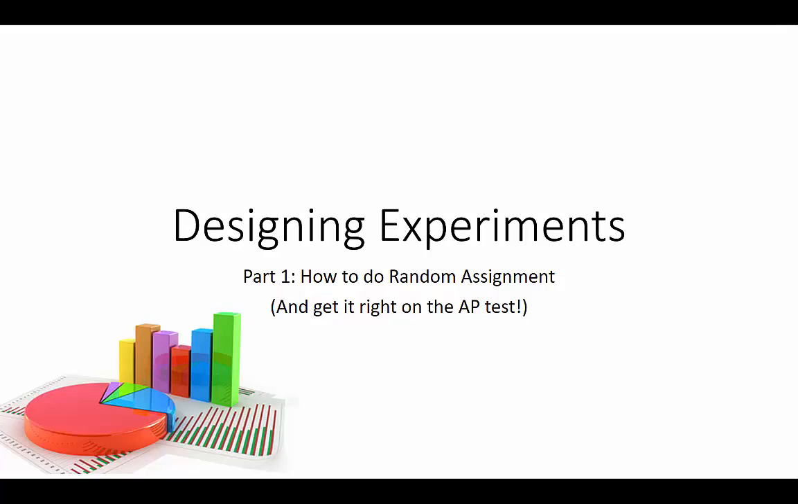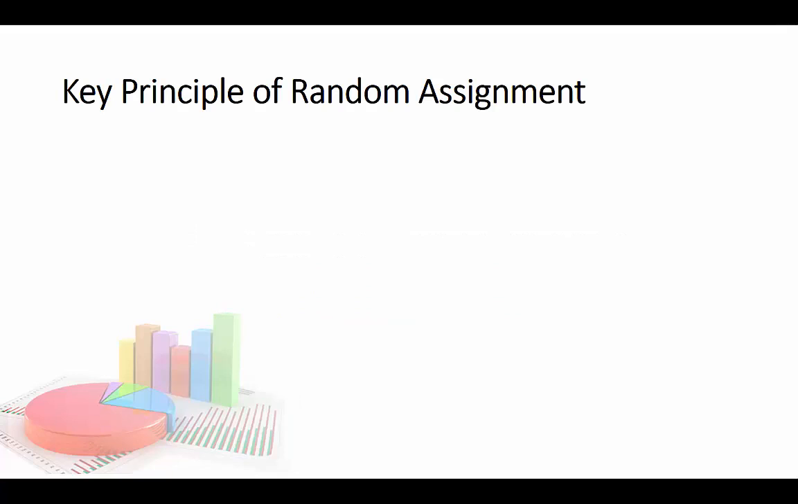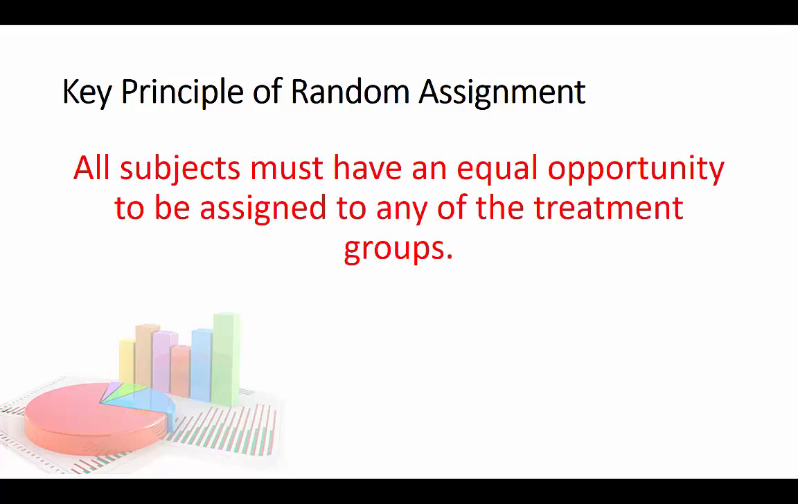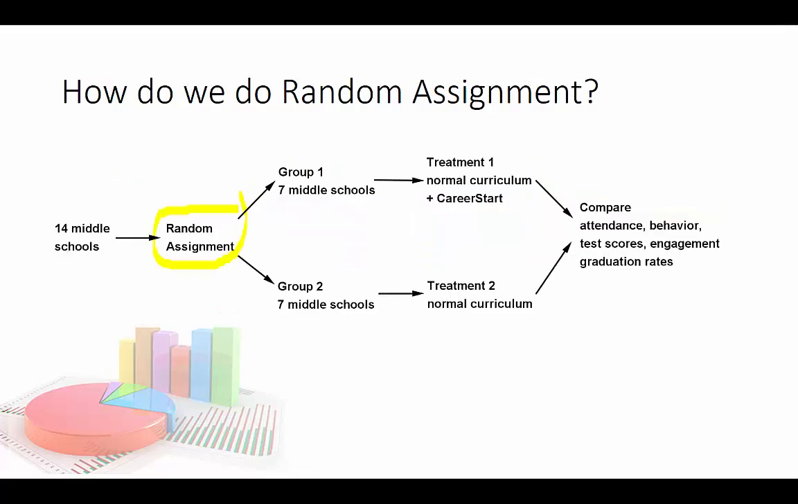Anyways, we are going to be talking about control groups and experimental design. But one of the key parts of experimental design is random assignment. If this is messed up, the rest of the experiment's messed up. All subjects must have an equal opportunity to be assigned to any of the treatment groups. And so how do you show random assignment? Well, we're going to take an example where we have 14 middle schools.